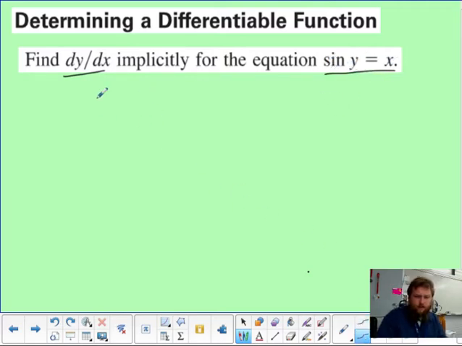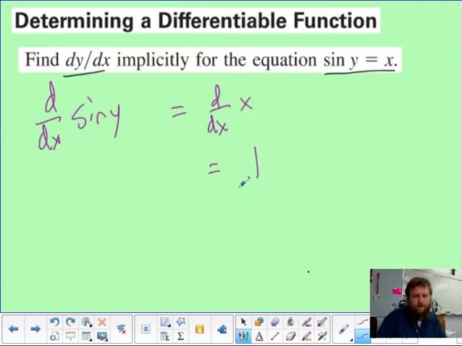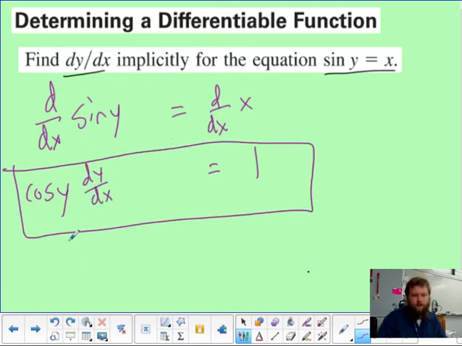In this case, we find the derivative of both sides. So d/dx of sine of y equals d/dx of x. On the right side, that's very easy, that's just 1. On the left side, it's going to be cosine of y, using the chain rule, times the derivative of y, dy/dx. And that's your answer right there.